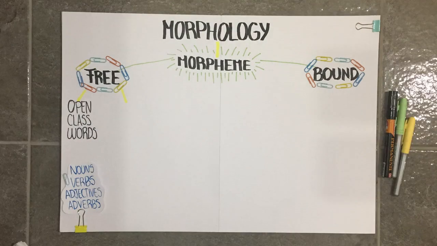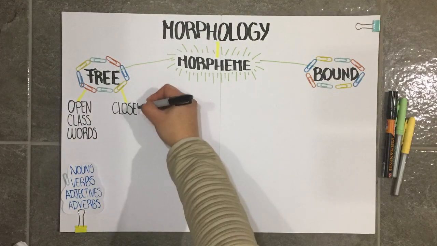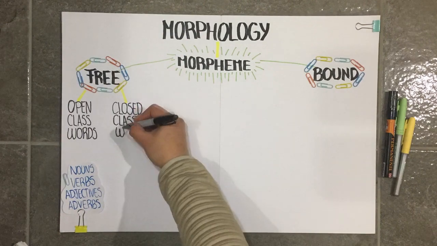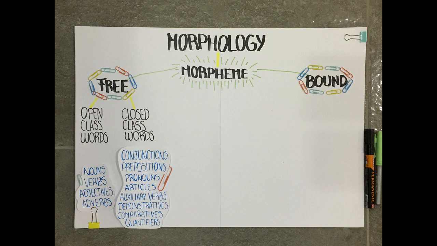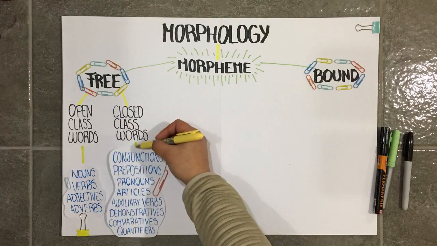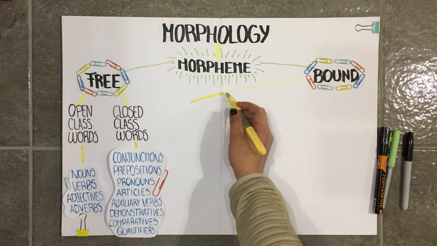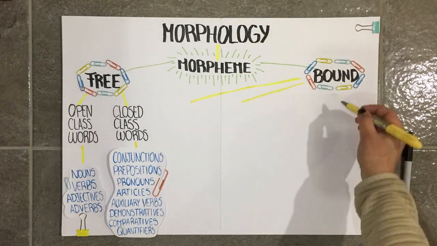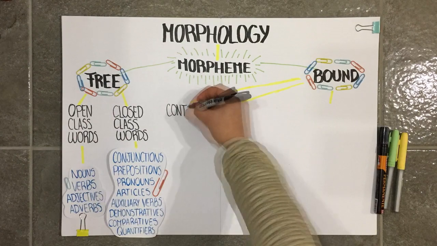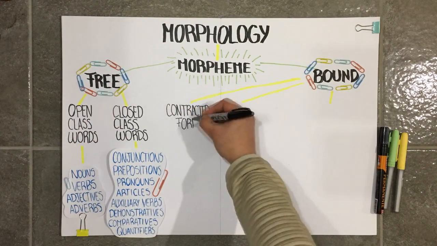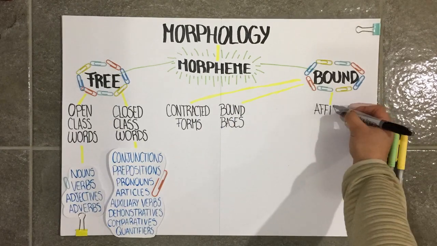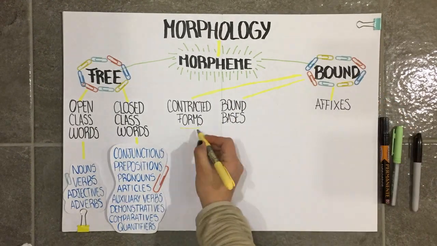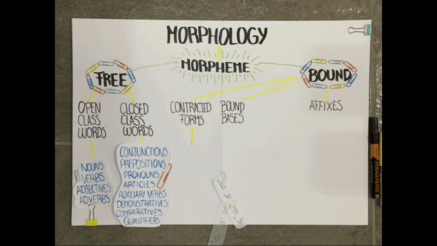And closed class words, or function words, which do not have a clear lexical meaning and cannot change. These are conjunctions, prepositions, pronouns, articles, auxiliary verbs, demonstratives, comparatives, and quantifiers. Bound morphemes can be divided into three categories: contracted forms, bound bases, and affixes. Contracted forms are shortened forms of the auxiliaries such as will, are, or would. All these contracted forms are bound morphemes.